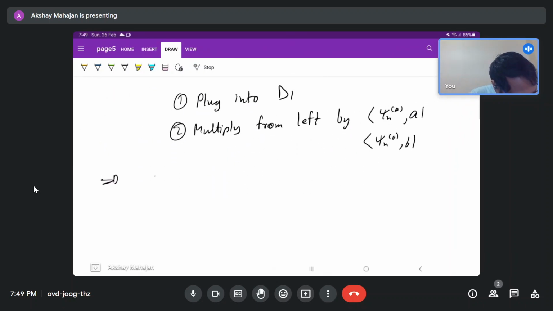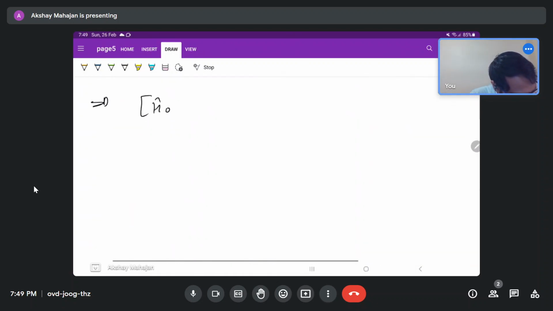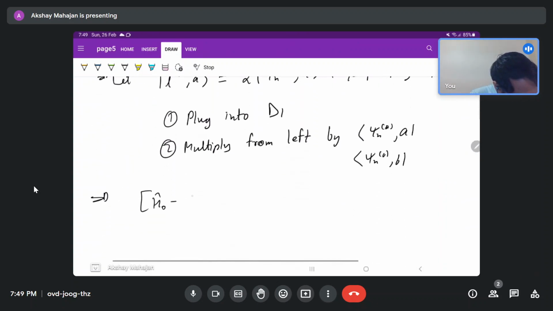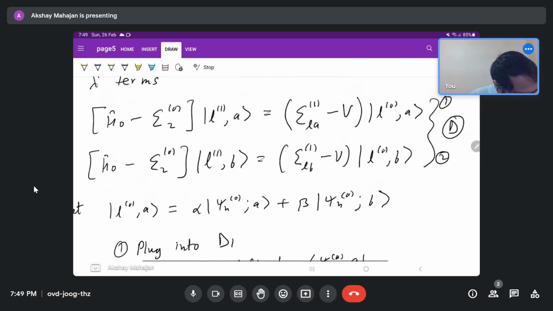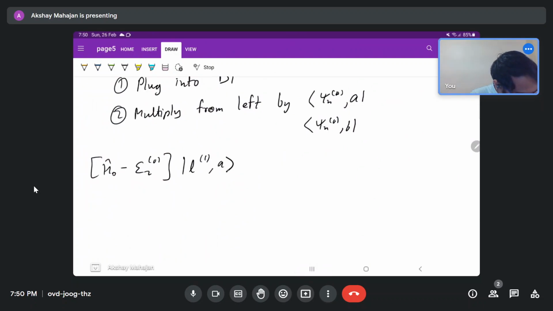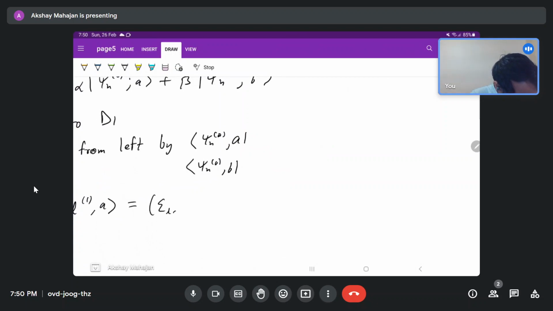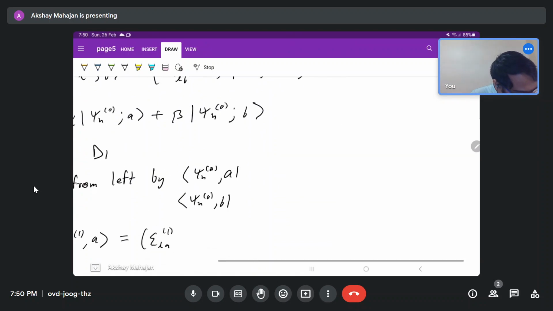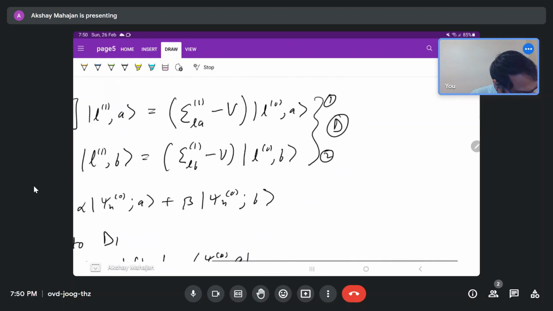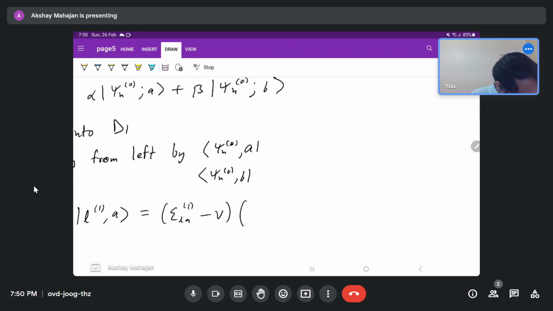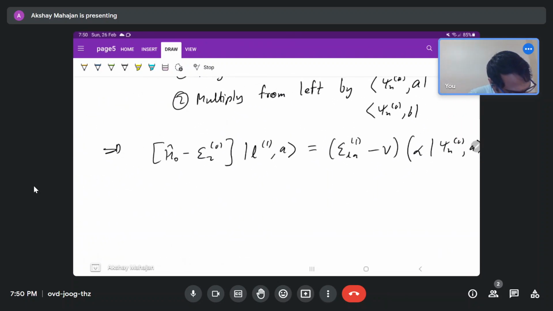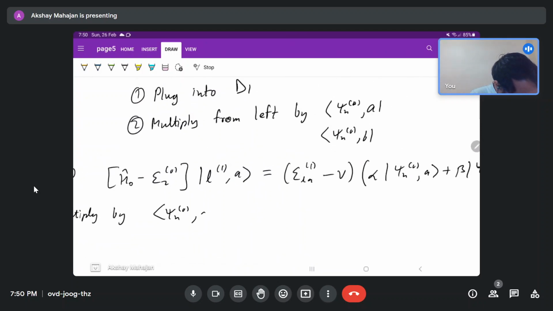So our D1 condition: H cap naught minus epsilon of 0 times L1 of A equals epsilon LA of 1 minus V times L0 of A. Now I will write L0 of A as alpha times psi n 0 of A plus beta times psi n 0 B. Then first I will multiply by psi n 0 of A from the left.